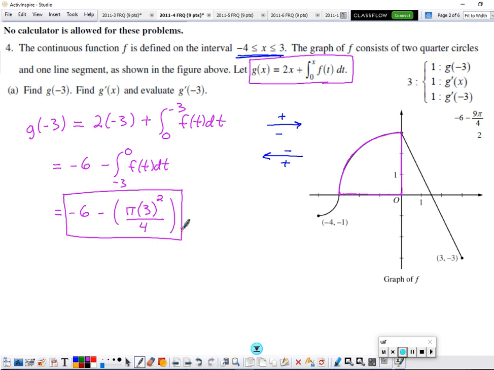So to find the value of an integral, I start at -3. I go to 0. I'm integrating out. I'm finding this area. It's a circle. Circle is pi times radius of the circle squared. It's a quarter circle, so it's a fourth of it.